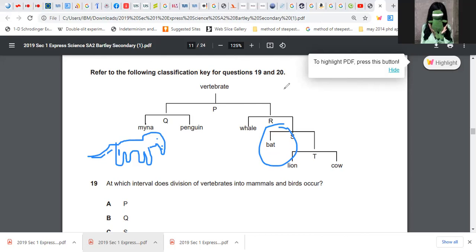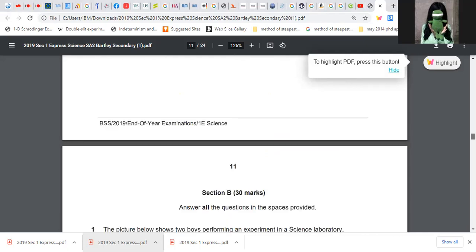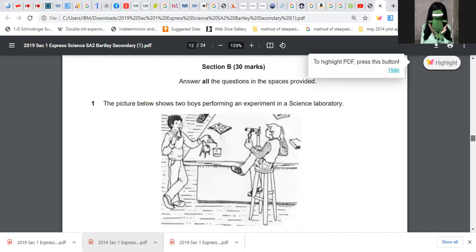Okay, next one. Which other question is wrong? This student is so relaxed, you see? He crossed his leg.